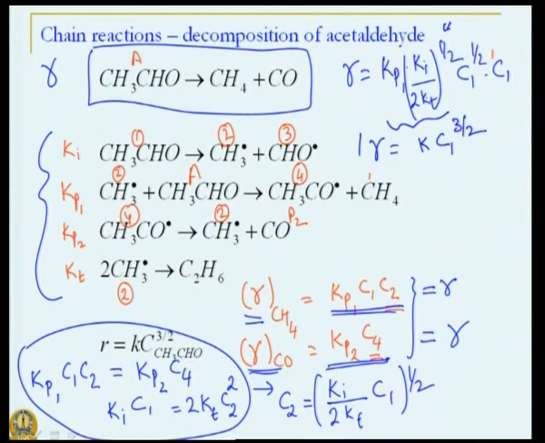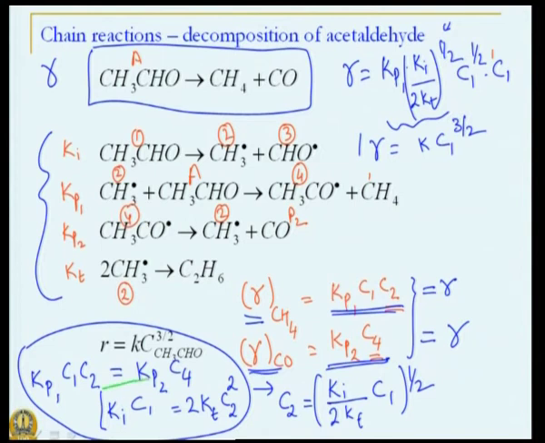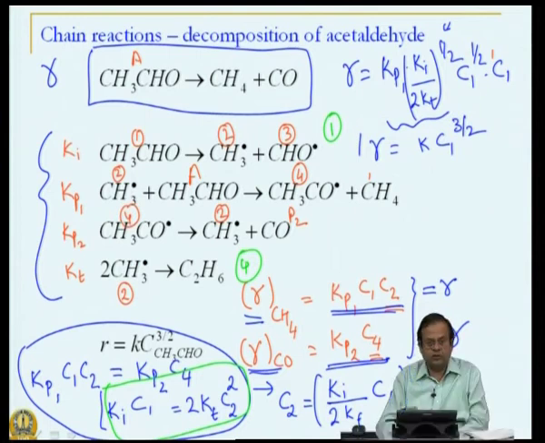Point 2, if you look at this approximation for C2 over here, we see that the initiation rate, that is the rate of this first reaction, equals the rate of the termination reaction, the fourth reaction, and this also is typical of a chain reaction, that is, the rates of reaction 1 and reaction 4 are equal. So, that is one example.